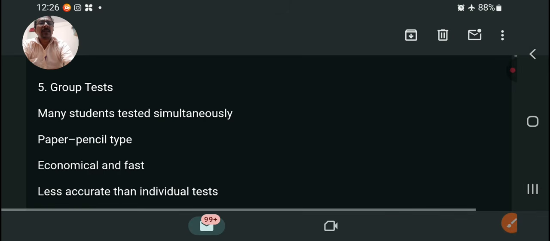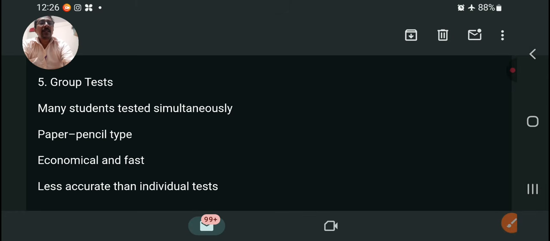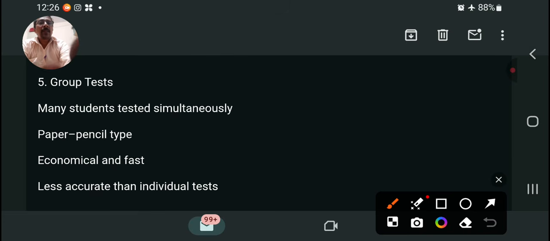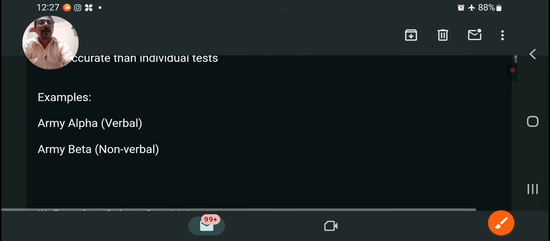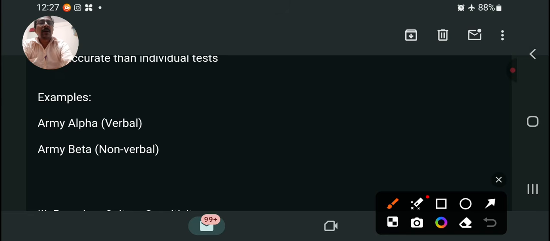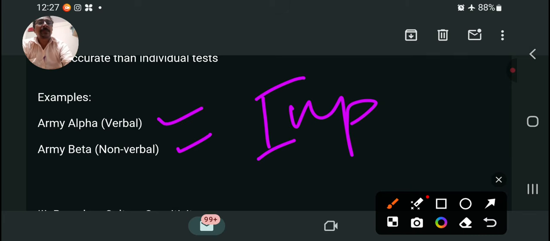Then group test. Many students are tested simultaneously. It is paper and pencil type, economical and fast, but less accurate than individual tests. Example: Army Alpha verbal test, Army Beta non-verbal test. This is very important. Army Alpha and Army Beta.